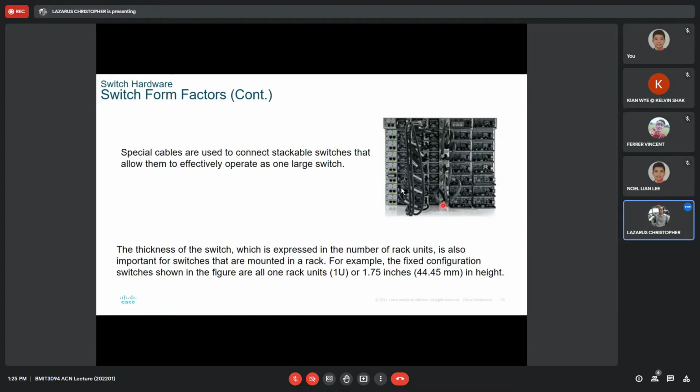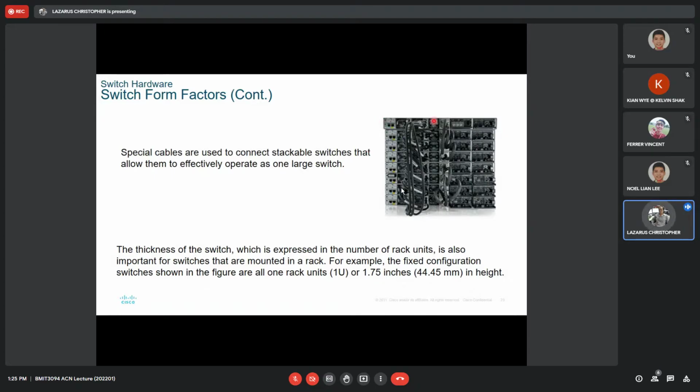So another form factor you have to be aware of so that you can buy the correct rack, right? And then also you can judge how many switches can fit onto the rack that you're going to purchase. Usually we don't just place this on a table, we normally purchase a rack. And then we actually fix it onto the rack, right? And this rack will be kept inside a locked room usually, right? So you need to be aware of the thickness of the switch, that means the height.